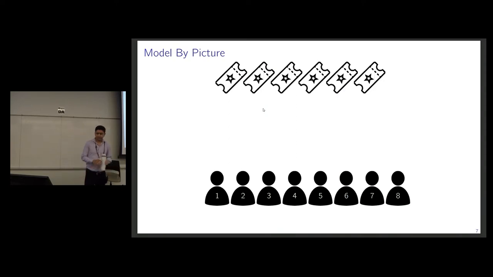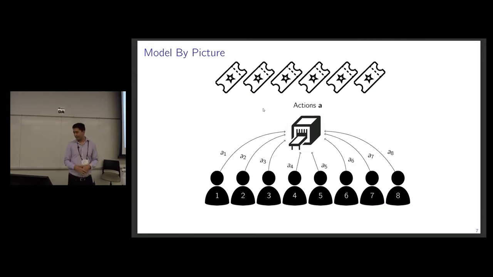So I'm going to introduce the model using this picture. Here we have six identical tickets that we must allocate to the set of eight agents. And we're going to determine this allocation using a mechanism. And the dynamics here are as follows.